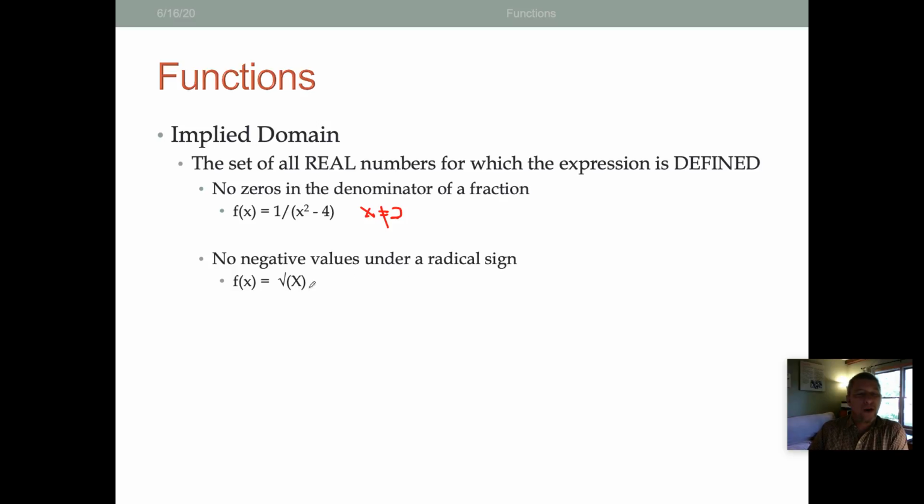You can also never have a negative value under a radical sign. There's no such thing as the square root of a negative number, and so therefore you can't end up with negative values under the radical. The radicals, by the way, don't really translate in PowerPoint. There should be a line, obviously, over the x.